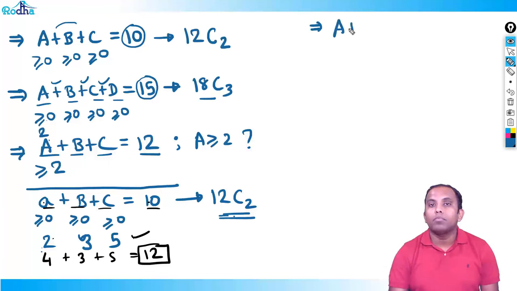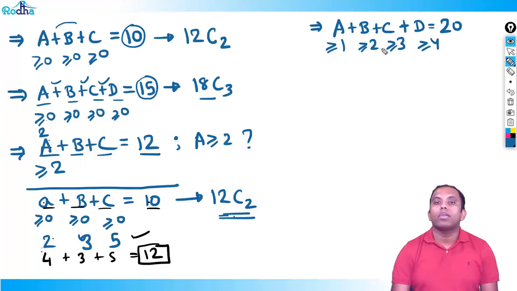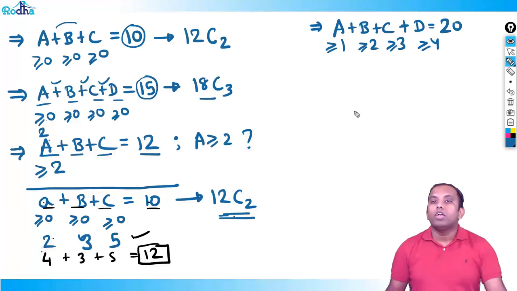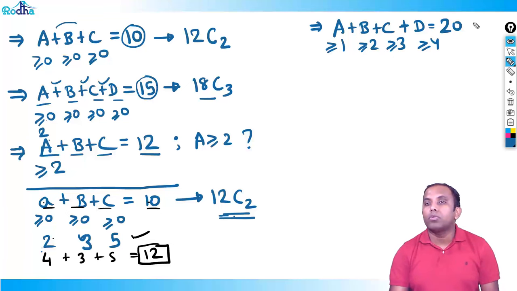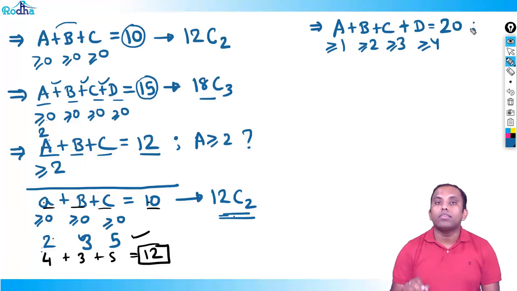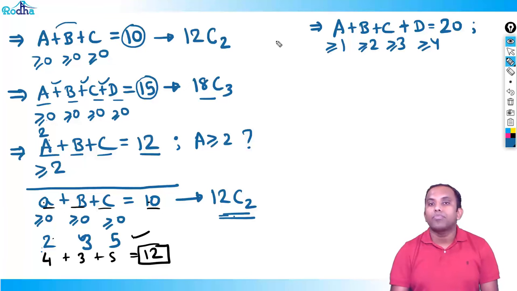Now, here A plus B plus C plus D is equal to 20, where A is getting at least 1, B is getting at least 2, C is getting at least 3, D is getting at least 4. This question reads like 20 identical chocolates are to be distributed among 4 persons A, B, C and D such that A gets at least 1, B gets at least 2, C gets at least 3 and D gets at least 4.